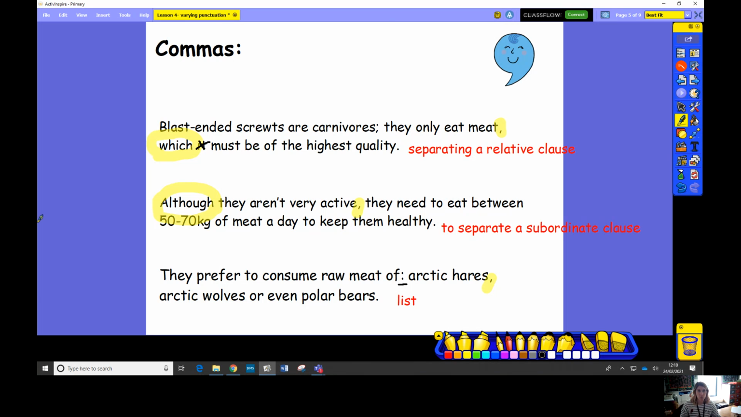So once you've done, now you understand that, you've got another piece of the worksheet which gets you to practice using commas and writing sentences, including those using these kind of ways. So you've got one with a relative clause, one to separate a subordinate clause, and one for a list. So if you've watched this, use these examples and the examples on the sheet to help you write it.